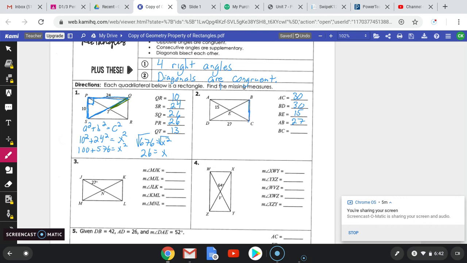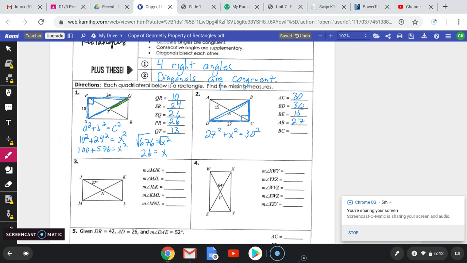So again, I have a right triangle, still using the Pythagorean theorem. C, remember, is the hypotenuse. Now in this case, we do have the hypotenuse BD, which is 30. So my setup this time would be 27 squared plus x squared equals 30 squared. That's the only difference there.